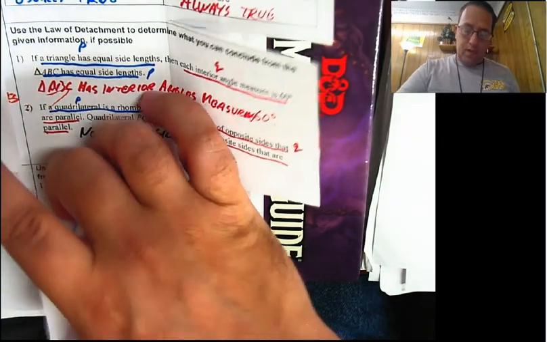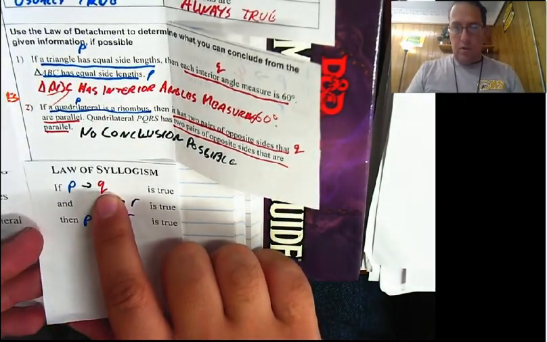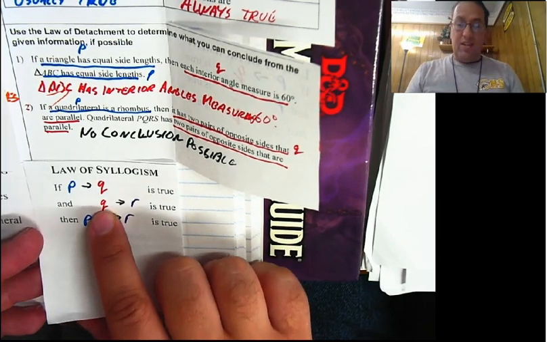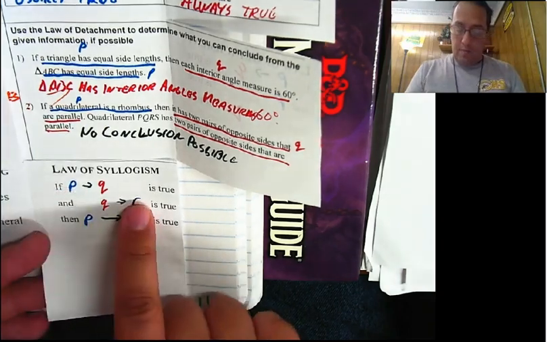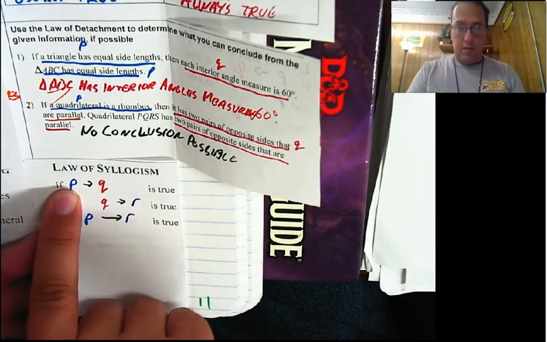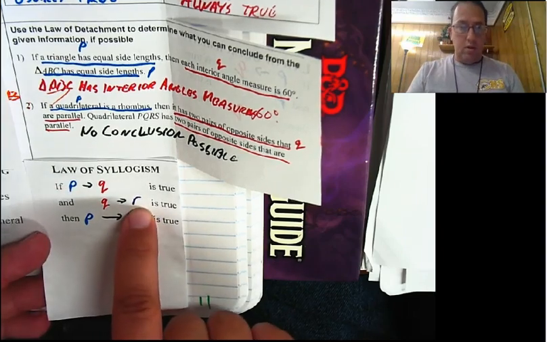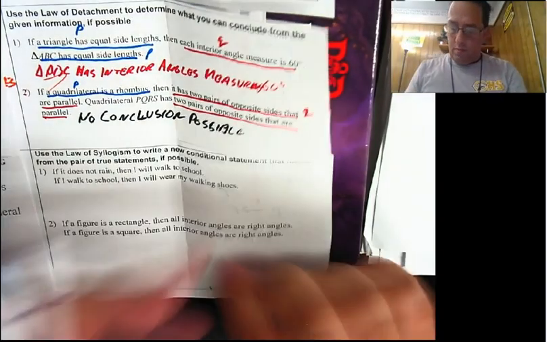Okay. So what this is saying, if the conclusion of one statement and the hypothesis of the other statement are the same, and both of these are true statements, then we can go straight from the hypothesis of one to the conclusion of the other. So let's take a look here.